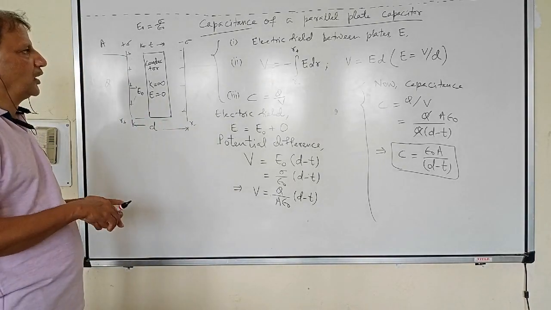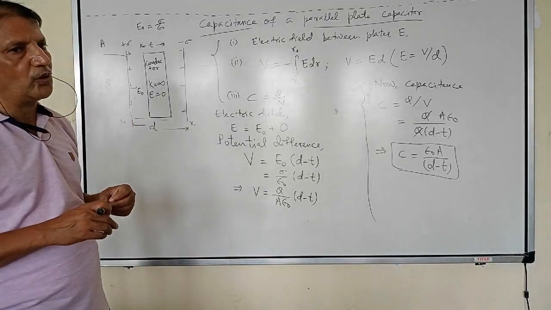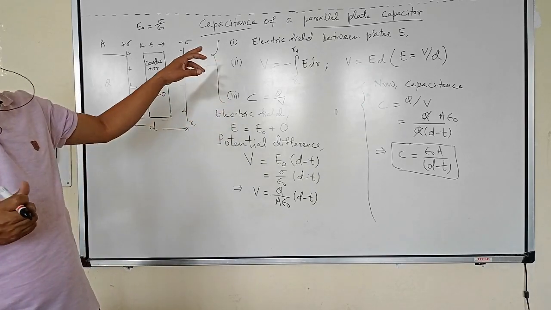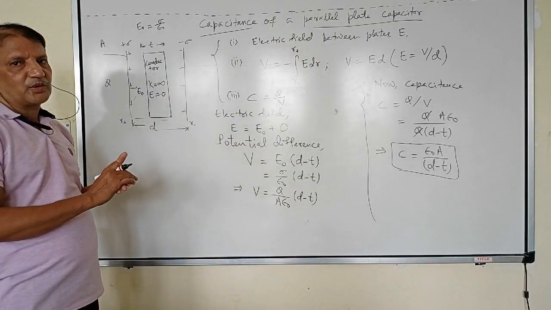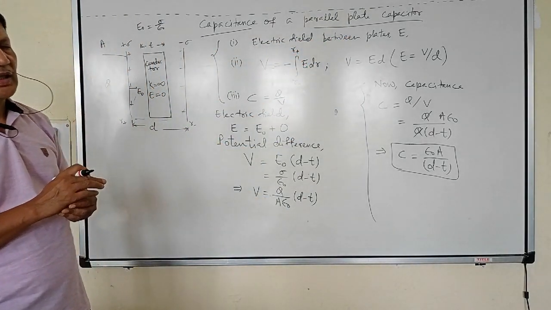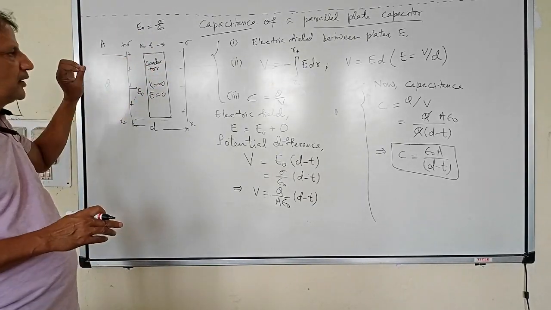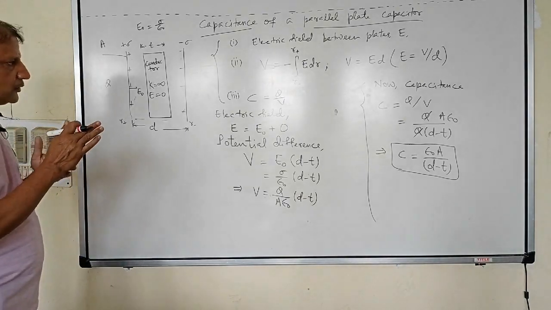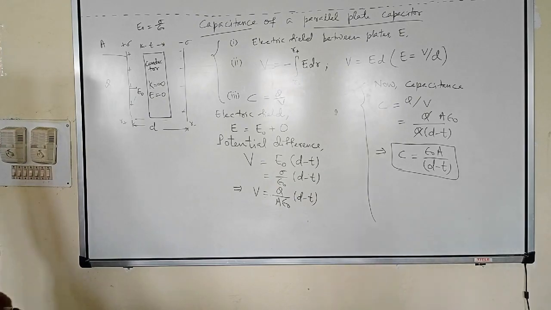In order to find the capacitance of a parallel plate capacitor, we have to follow three steps. First of all, we have to calculate the electric field between the plates. Second step, we have to find the potential difference between the plates. And third, we have to find the capacitance of the parallel plate capacitor by using this formula.